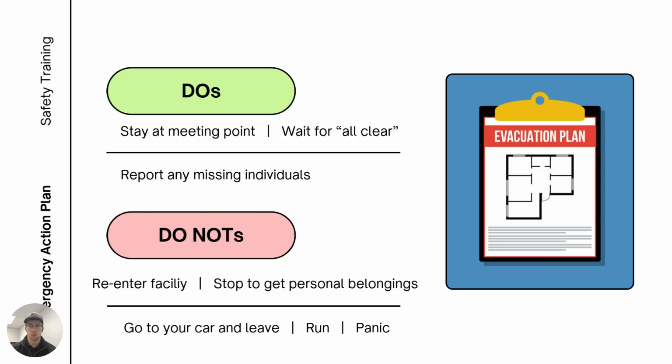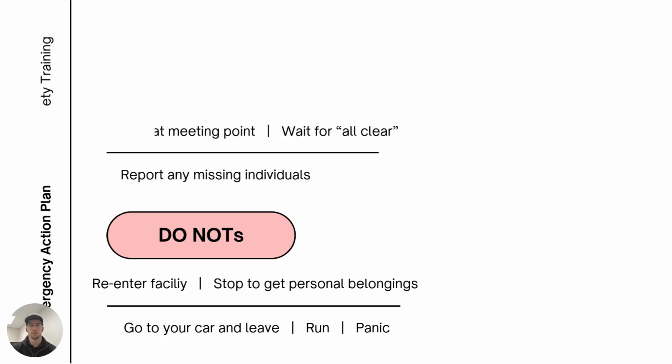Some do's: go directly to the rally point, follow the signs, wait for the official all clear before returning to the building, and then report if someone is missing. So if you know somebody is maybe in a restroom or somewhere on the floor and you know that they were not aware of what was going on, then let leadership know. After the all clear, fire department gives the go ahead. Management will then notify team leaders to re-enter the facility.